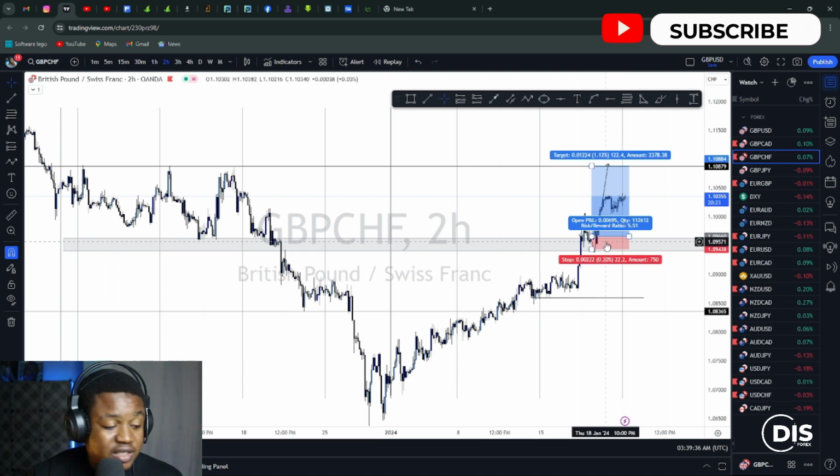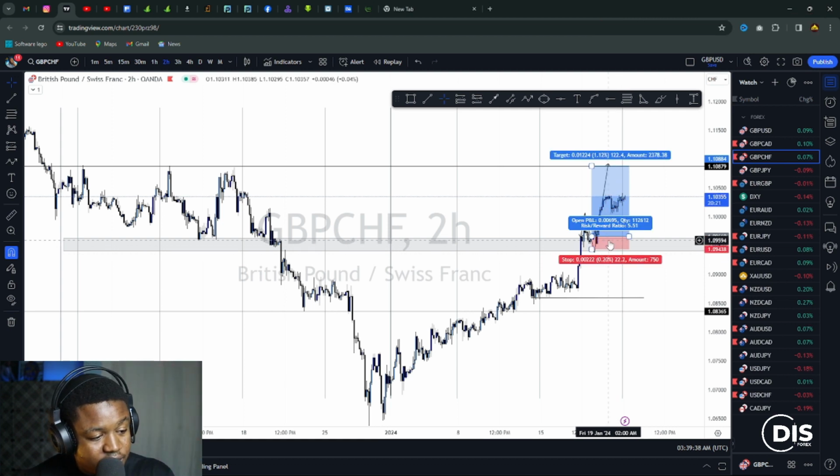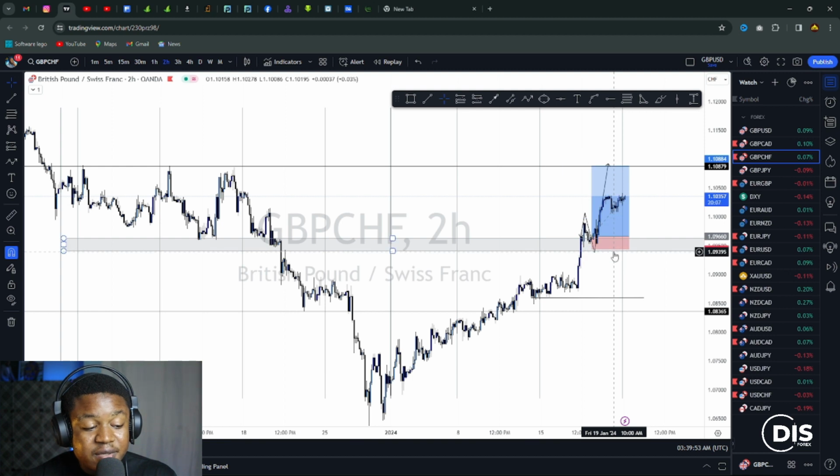For the GBP CHF, I made, let's see, that's how much. I also took partial profit. So the first one I took 0.1 of it, that's 12 Cedis 98 pesos, and I left the 0.04 to run, and it made me 257 Cedis 76 pesos because my first TP was hit.